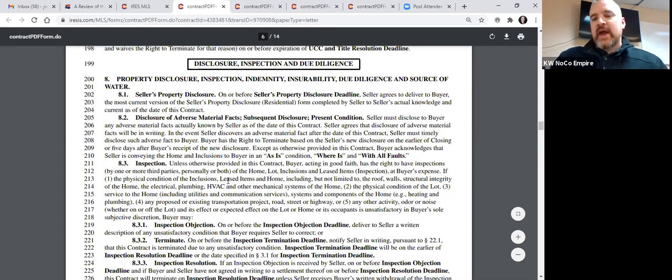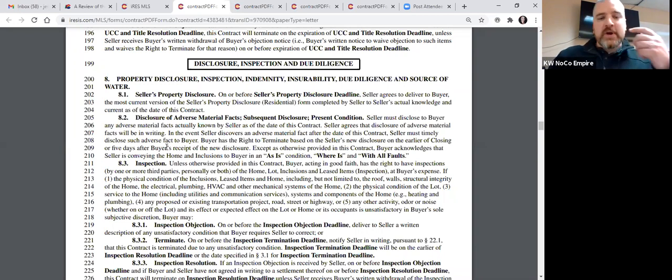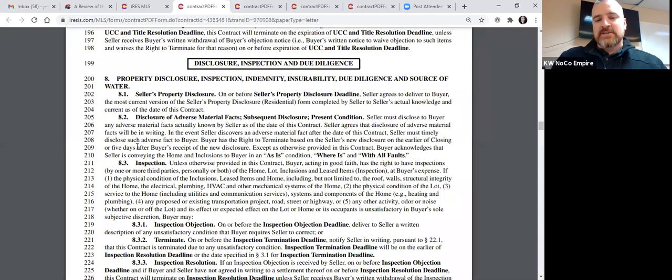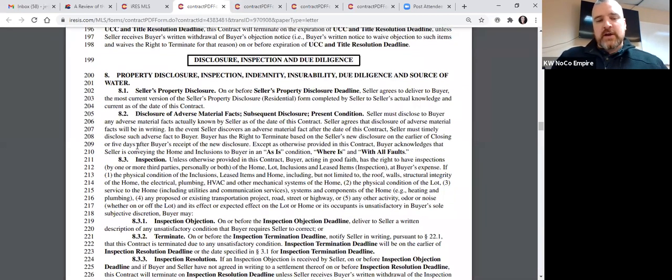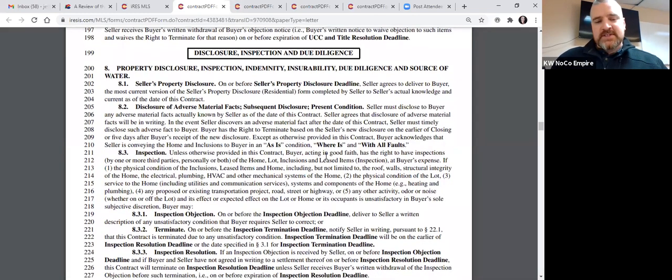Disclosure of adverse material facts. So, seller must disclose any adverse material facts of which they're actually aware. If something happens to the property after the contract, they have to disclose that as well. And if they do, then the buyer would have a new right to object to that of 5 days, right? So again, similar to the contract to buy and sell, nothing really changes there. Property sold as is, where is, and with all faults, that's all the same.